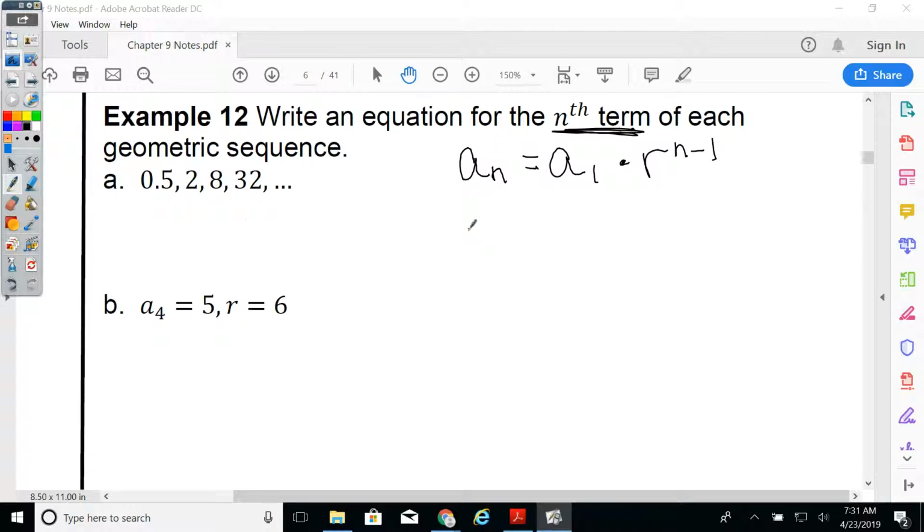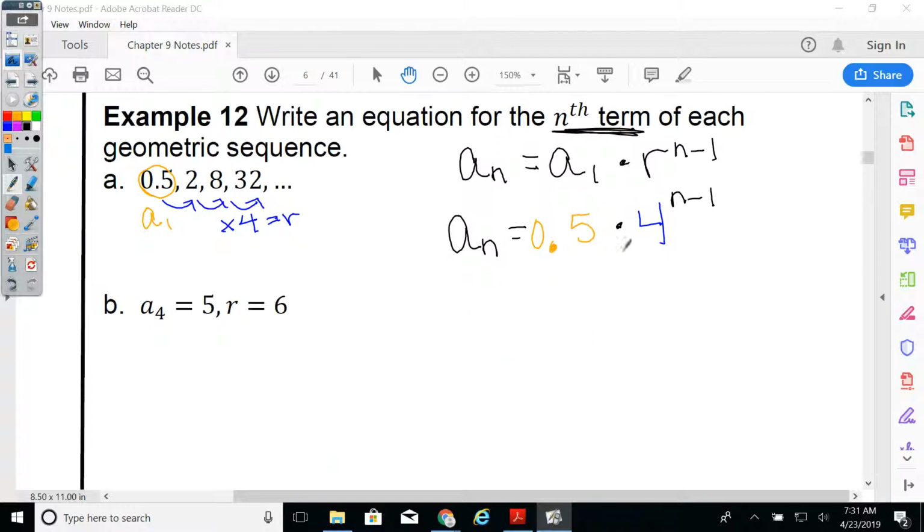So here we're making an equation for a sub n. A1 is 0.5, because that's the first term in our sequence. And we multiply that times r. Well, we've got to figure out what r is. So what are we consecutively multiplying by? Multiplying by 4. So this is our r. And then we leave the exponent as n minus 1 because we don't have a value there. So for this one, that's all we really have to do.